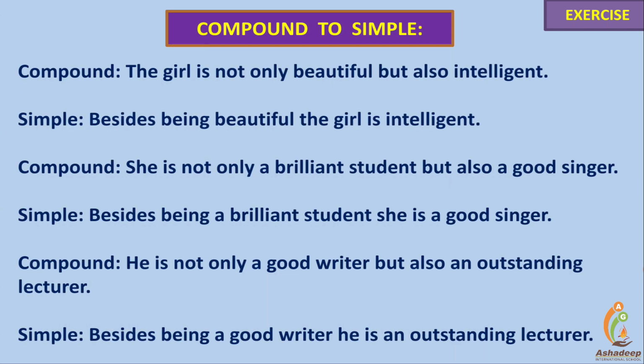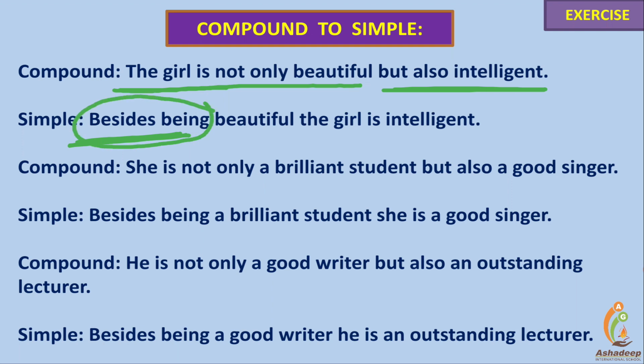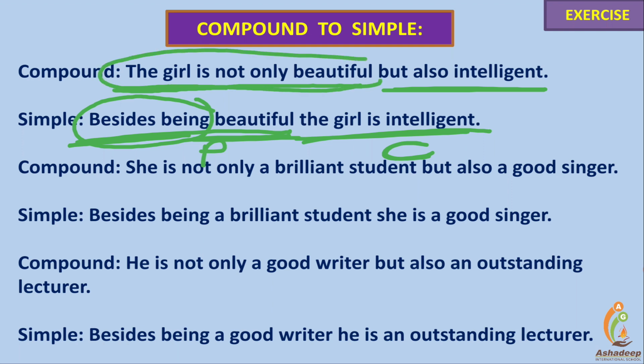The girl is not only beautiful but also intelligent. It's a compound. The girl is not only beautiful but also she is intelligent. Two clauses. See, two options, not only but also. Besides being beautiful, the girl is intelligent. Besides being beautiful, it's a phrase. The clause has been converted into a phrase. Not only has been replaced by besides being.